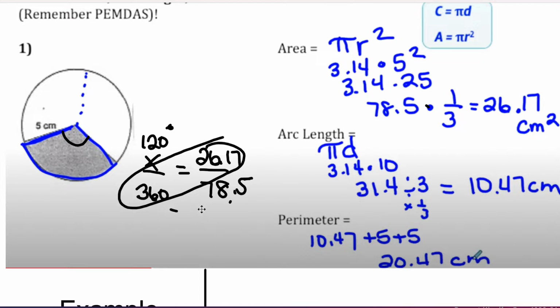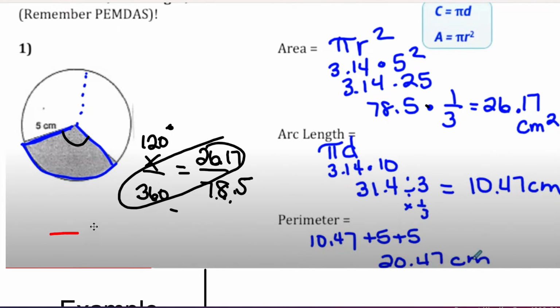Remember, it goes from here to here. How much did 360 go down by? It went down to 78.5, and 120 went down the same proportionally to 26.17. If you look at this, this is 1/3. This is 1/3. So let's look at using the circumference ones.